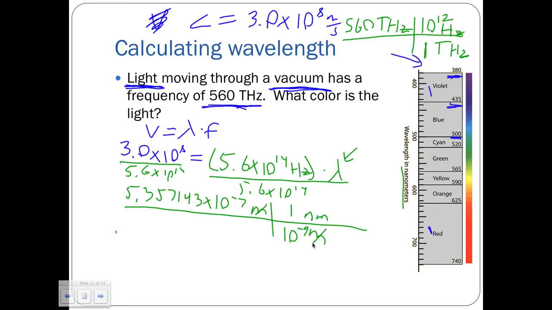And so I get 535.7143, and that's going to be in nanometers.